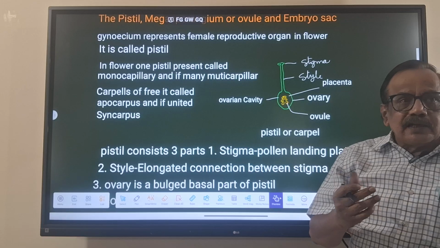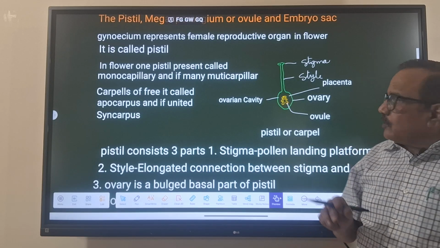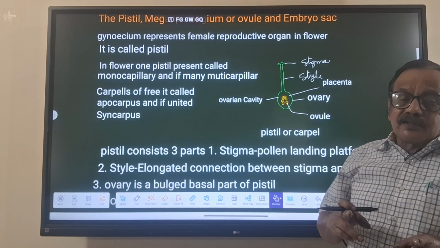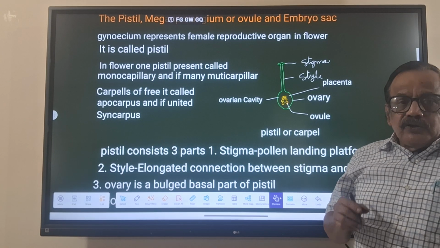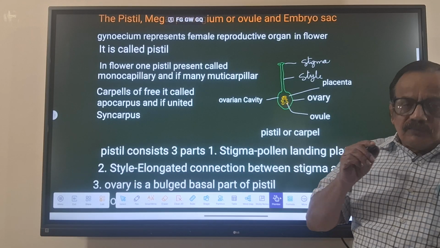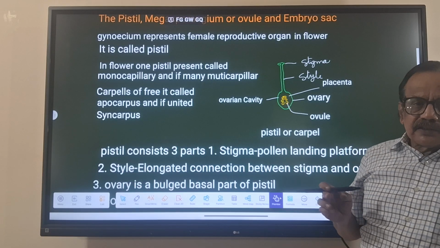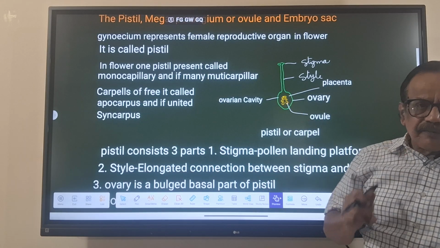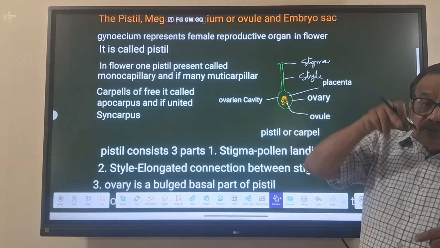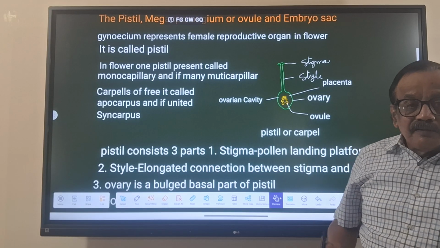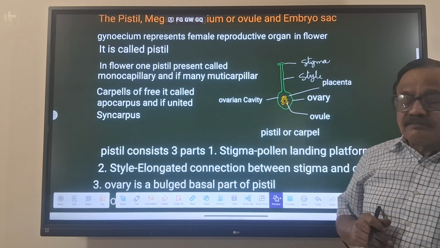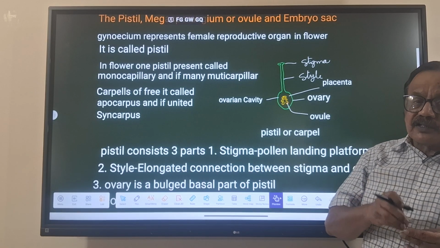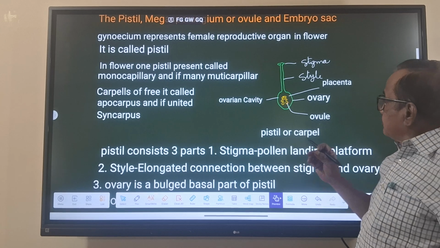The chamber is filled with a tissue called placenta. Some of the placenta cells give rise to the ovule. That is important, because nucellus cells give rise to the female gametophyte. Placenta cells give rise to the megasporangium, because the ovule is called the megasporangium. So ovules are born from some of the cells of the placenta.